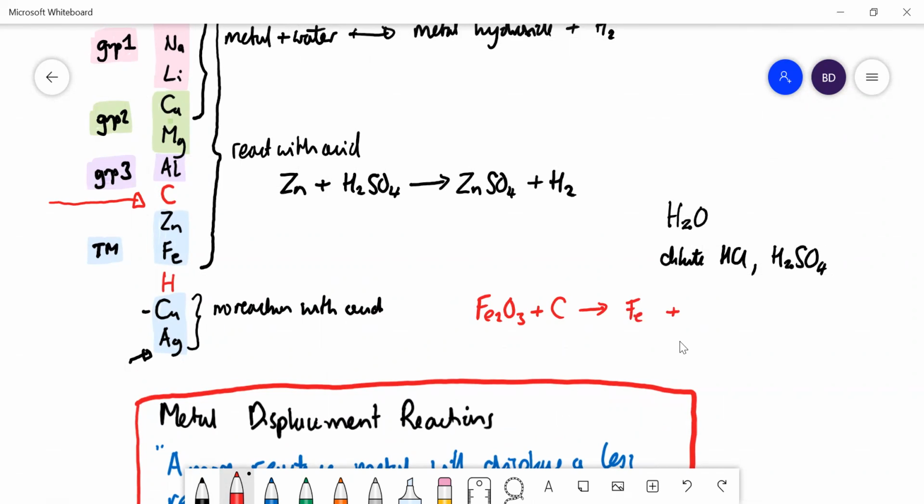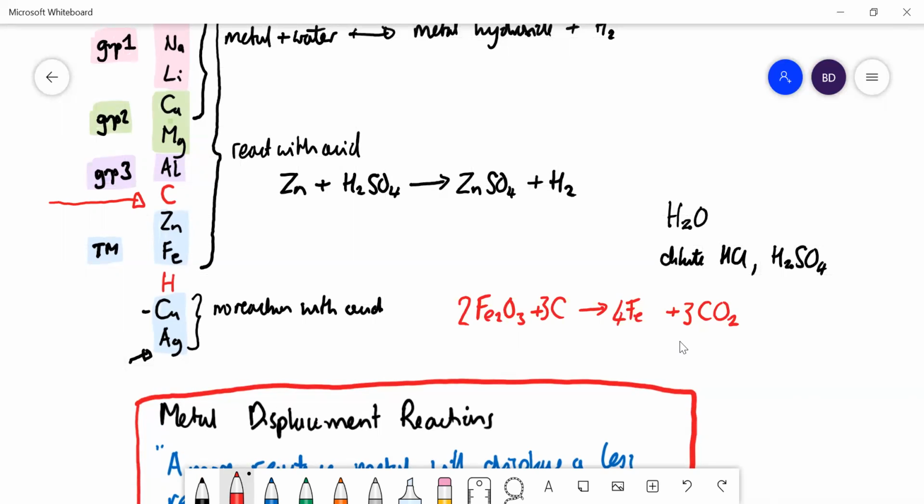The carbon removes the oxygen. It's not a metal, I know, but it is more reactive than iron. It removes the oxygen from the iron oxide and forms carbon dioxide. Balance that, we need the 2 there. So that means we're going to form 3 carbon dioxides. The oxygens are balanced there, and then we'll get 4 irons.